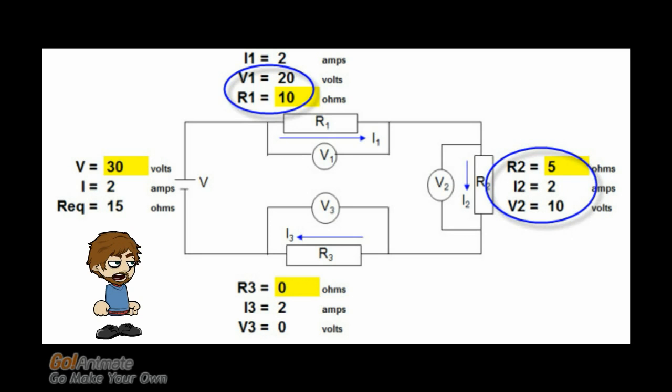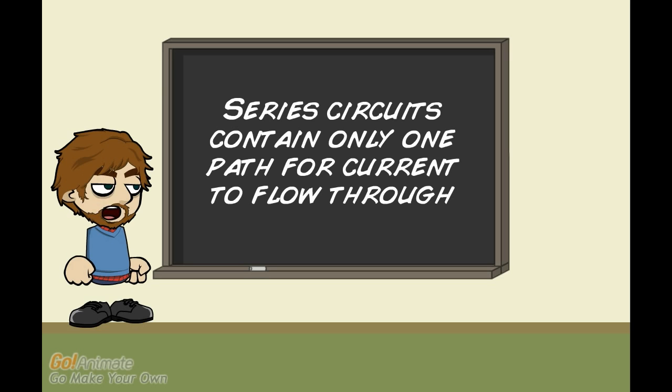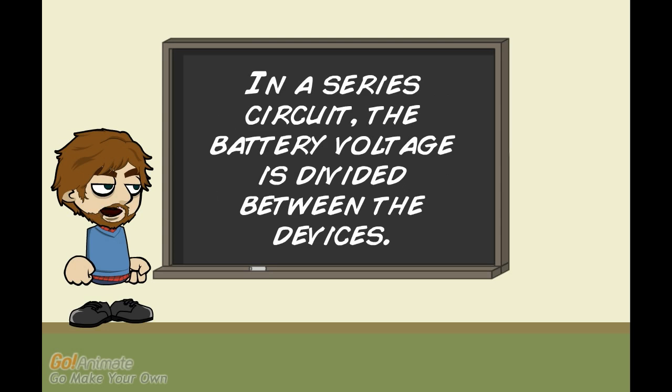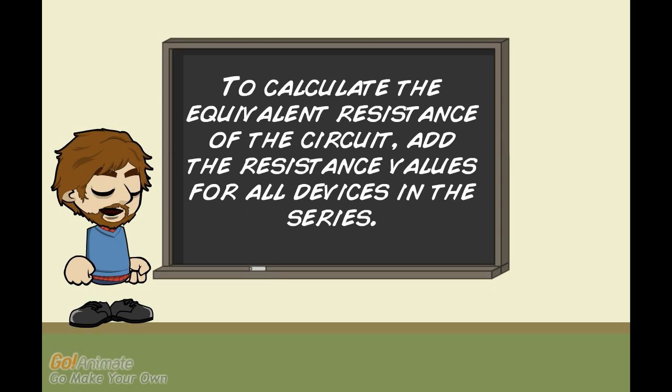Let's summarize what we have learned about series circuits. It is called a series circuit because there is a single path and the same current flows through each item. They are connected one after the other to form the circuit. Because the current is the same everywhere, the voltage provided by the battery is divided between the devices. The equivalent resistance of a series circuit is the sum of the resistance values in the series. Just add them all together.